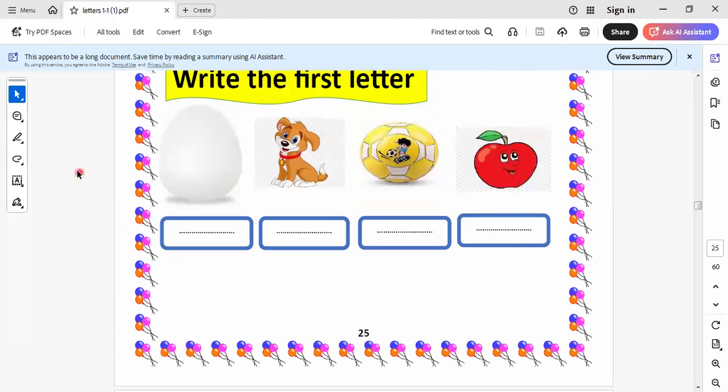Let's go to another item here. In this question, we write the first letter. The first letter here will be E. The first letter here will be D. The first letter here will be B. The first letter here will be A. So here we have A for apple, B for ball, E for egg, and D for dog. Let's continue. Let's go to another item or another letter.